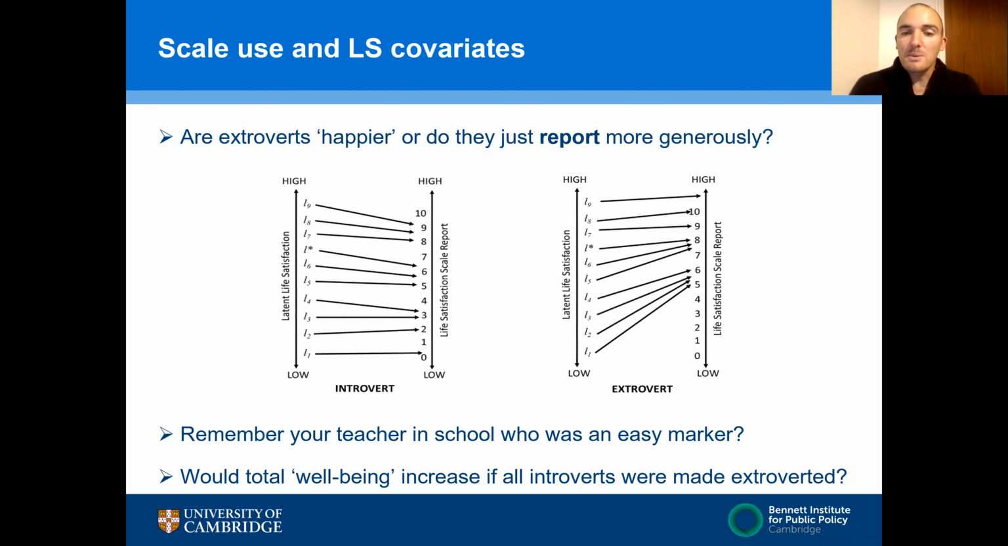It could be a similar thing with introverts and extroverts. So the extroverts just have a positive reporting bias. And so here you have two people with exactly the same latent life satisfaction, exactly the same goals and ambitions. They live the same way, but one is an introvert and one is an extrovert. Maybe it's possible that the extrovert is just mapping things onto their scale in a more positive way and the introvert in a more negative way.